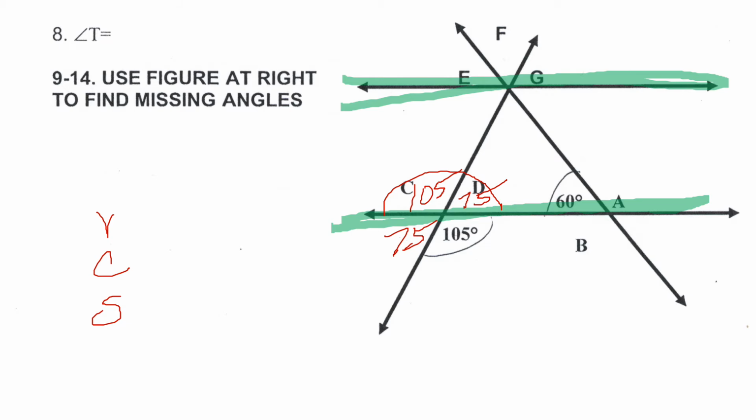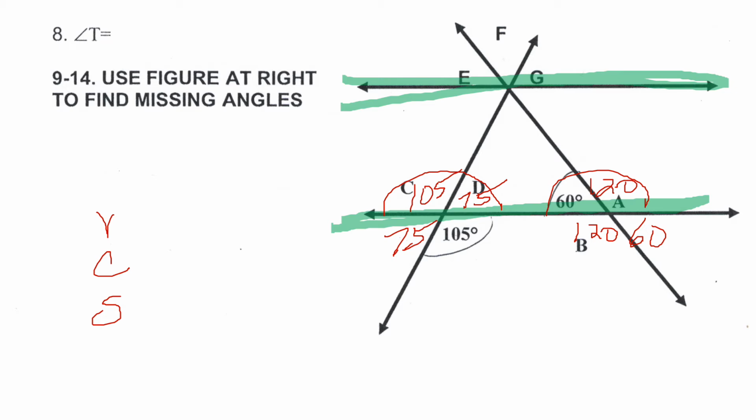Over here I got a 60. I can do vertical. I can do supplementary, 120, 120. Supplementary, they make 180 together. So now I've got those two groups, and this is where you got to be careful making the jump.